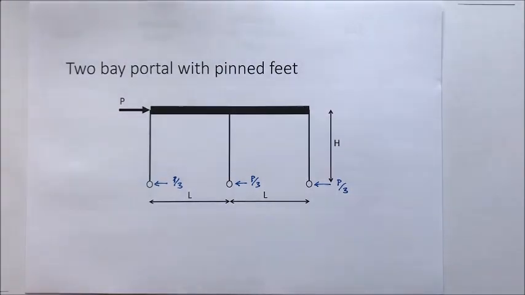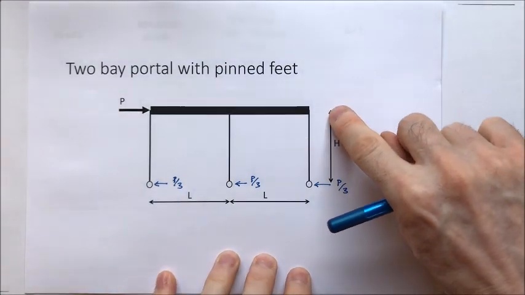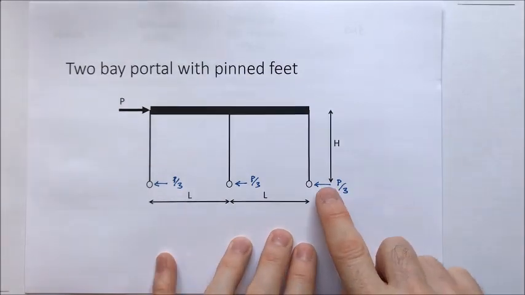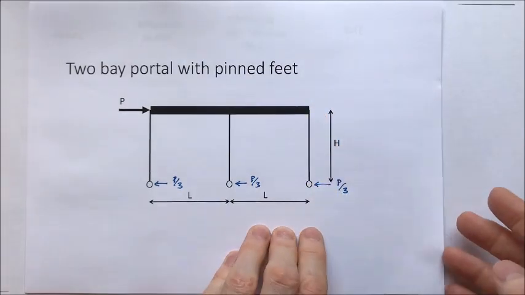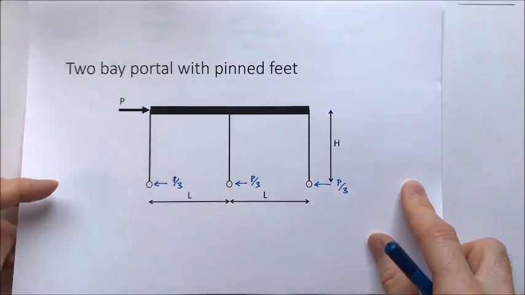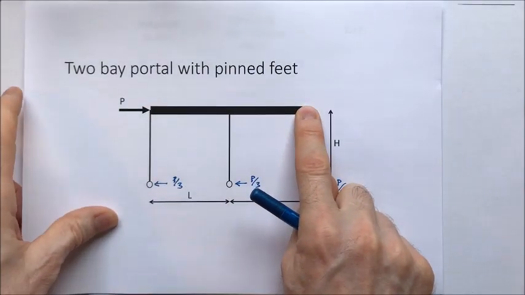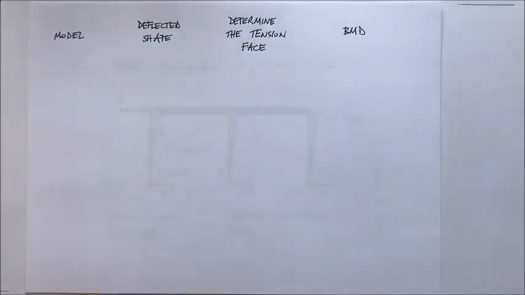There we are, P over 3 for each one. As long as we know the height H, we can now go on and think about what's the bending moment in each of these legs. I'm going to ignore the bending moments in the stiff beam at the moment. Right, how am I going to do this?